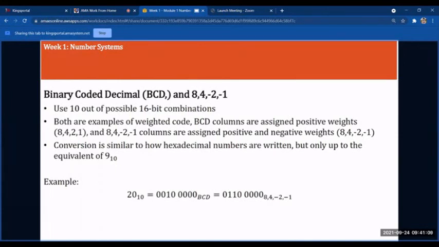Okay, so it is stated here that we need to convert the value 20 base 10 into BCD. It is equivalent to 0010 0000 in BCD. It is also equivalent to 0110 0000 in 84-2-1, if converted from the said value.